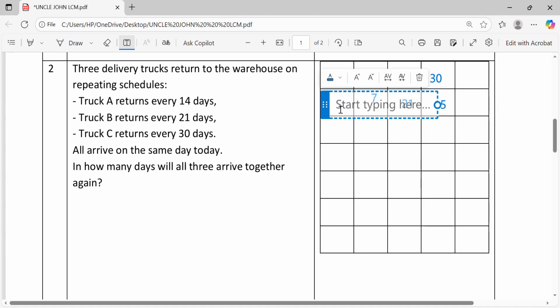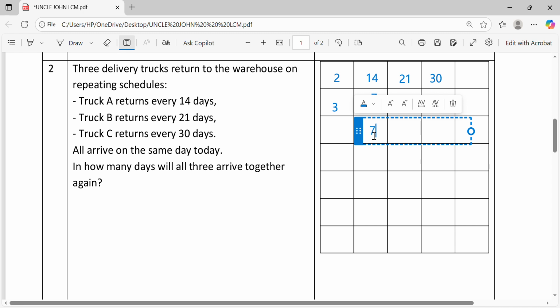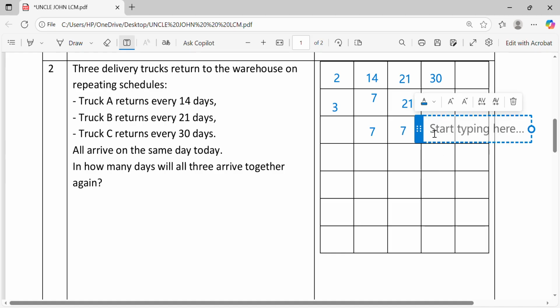So here 7 divided by 2 is impossible. 21 by 2 is still impossible. 15 by 2 is still impossible. We go to 3. 7 by 3 is impossible, so we copy this 7 down here. Then 21 divided by 3, we get 7. 15 by 3, we get 5.